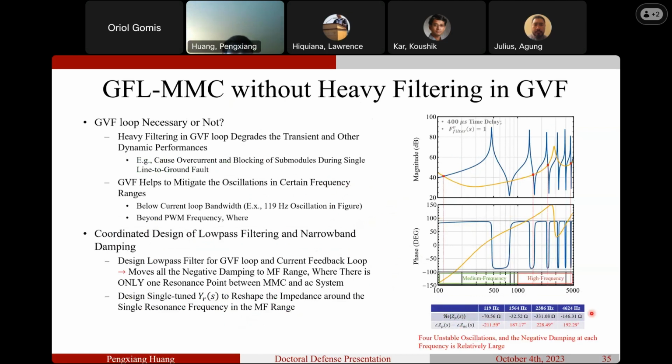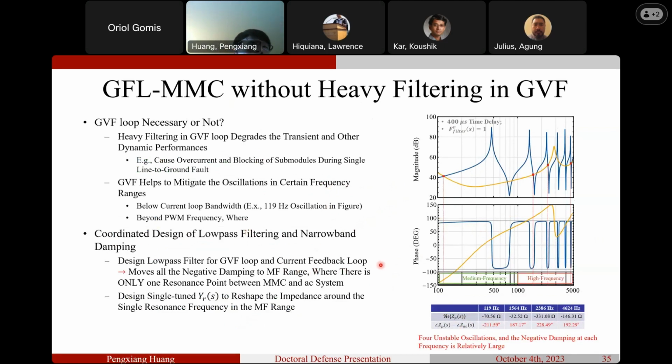And okay, I think people may be curious what the case is if you cannot have heavy filtering in your grid voltage feed-forward loop, right? The previous 3 cases all use heavy filtering in the grid voltage feed-forward loop, so you don't have that resonant peak in your magnitude response. But you cannot always have heavy filtering in your grid voltage feed-forward, but you can have light filtering.